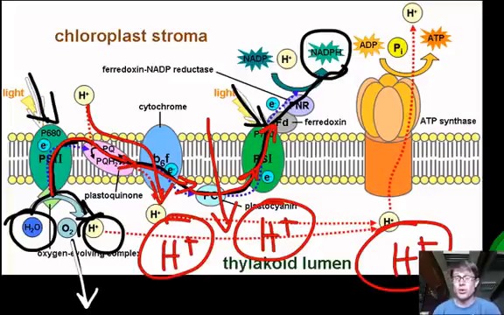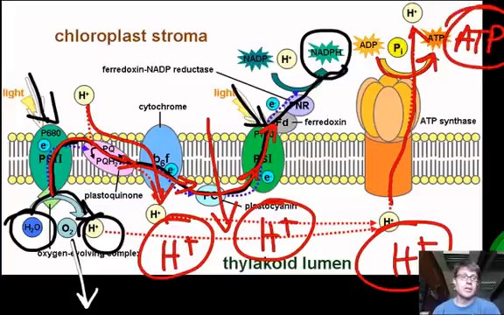Now the protons have nowhere to go. The only way that they can go is out through another protein, which is called ATP synthase. And so it uses the energy of those flowing protons to actually make our friend ATP.